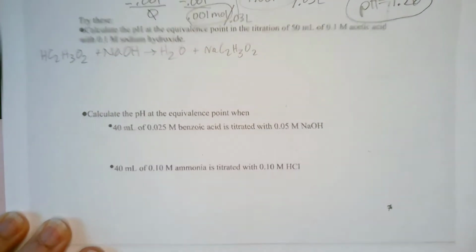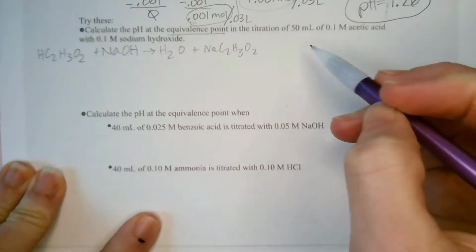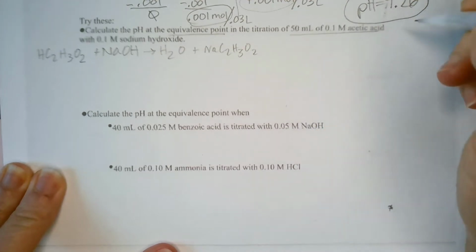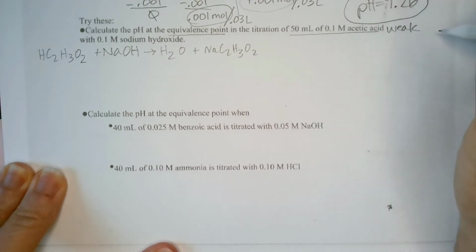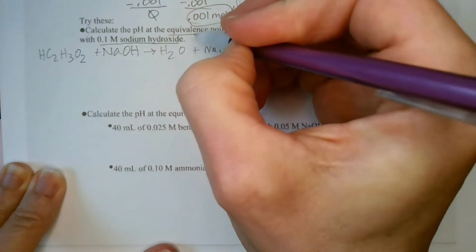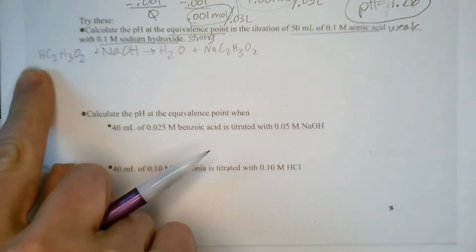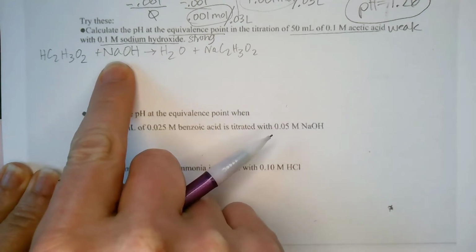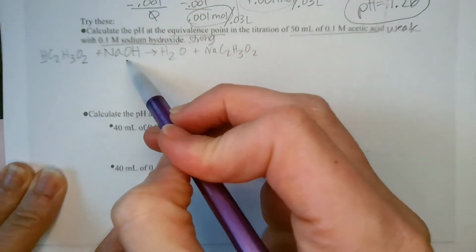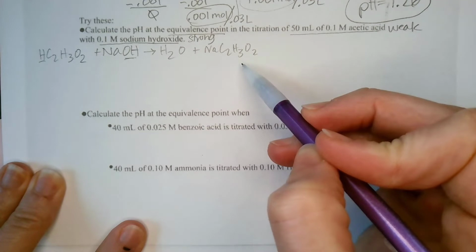Let's look at this next one. This one's a little bit different. It wants us to calculate the pH at the equivalence point in the titration of 50 mL of 0.1 molar acetic acid. So we have a weak acid, and 0.1 molar of sodium hydroxide, which we know is a strong base. So I just wrote out acetic acid plus sodium hydroxide, double replacement, right? We're going to get water, right? The H and the OH are going to form water, and then I'm going to have a salt, sodium acetate.